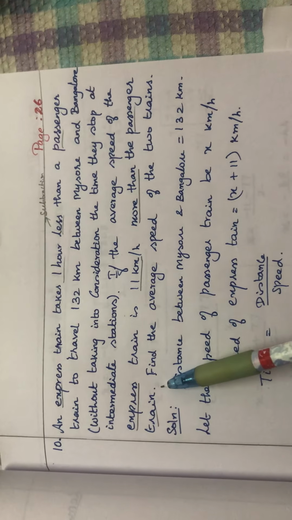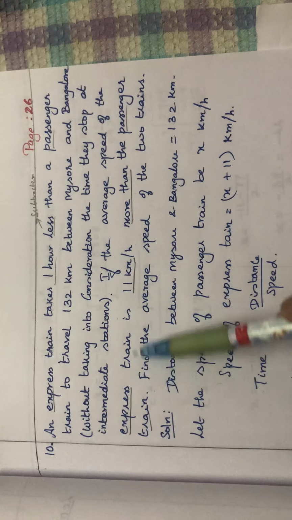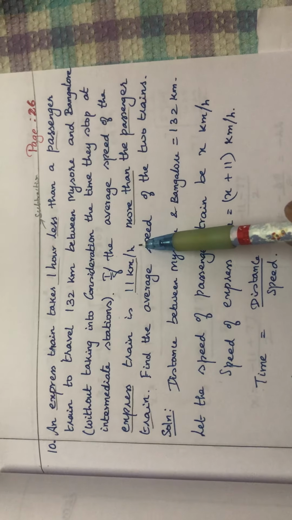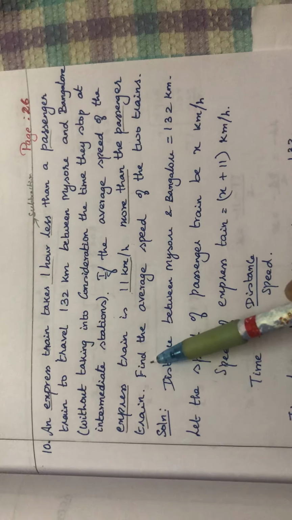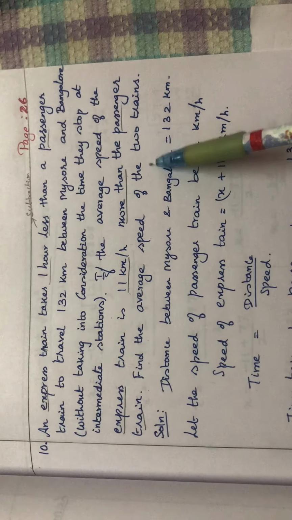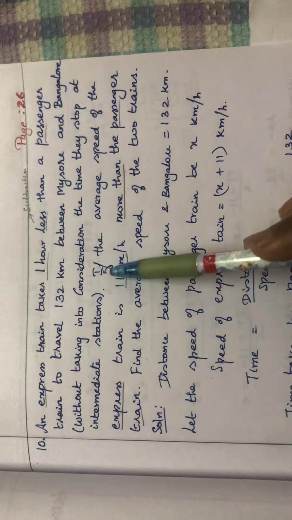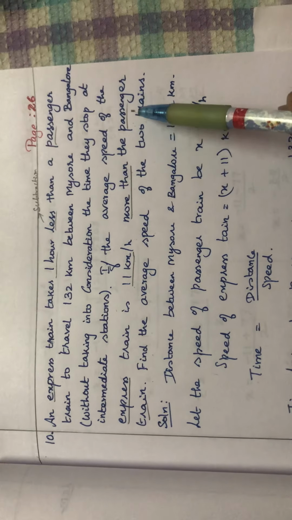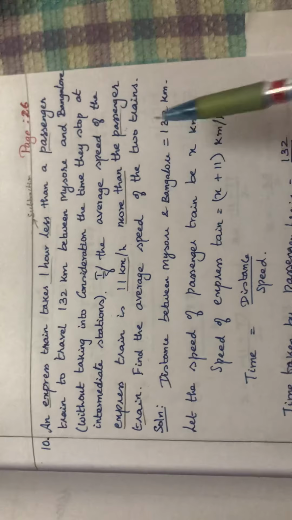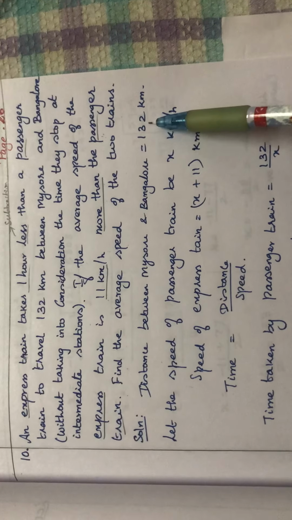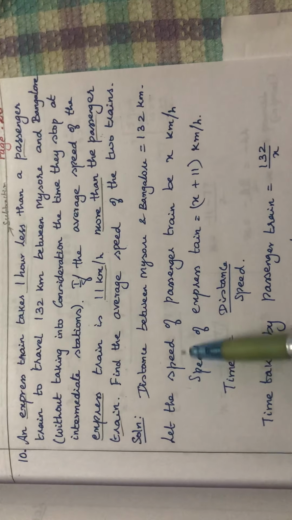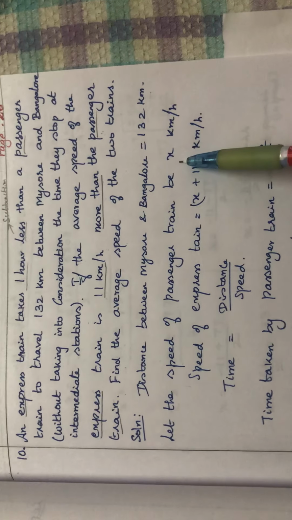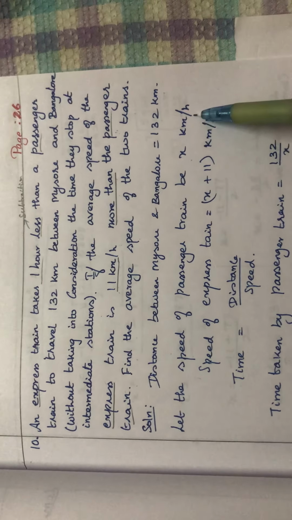So what is the comparison given? Average speed of the express train is 11 km per hour more than the passenger train. Find the average speed of the two trains. Here the express train is based on the passenger train. So we have to assume the passenger train speed to be x. So the distance is given as 132 km. And the speed of the passenger train, we are going to assume it as x km per hour.